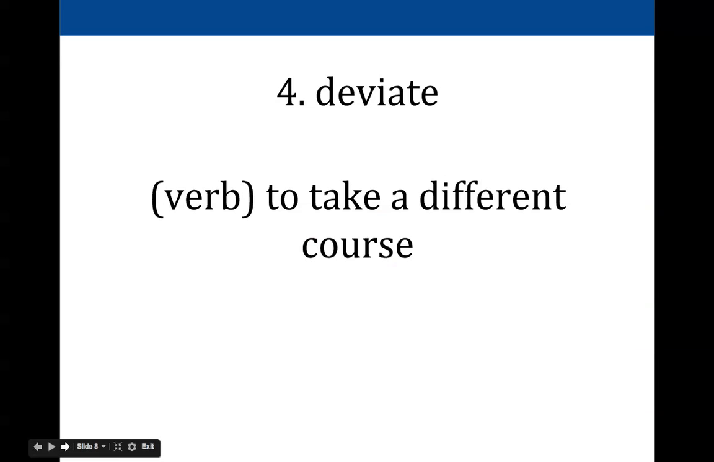Fourth is deviate, and deviate is a verb, and it means to take a different course, to go away from a planned course of action. So if you deviate, you move away from something. There are different choices we all make in life.